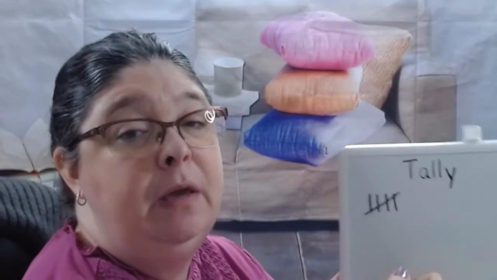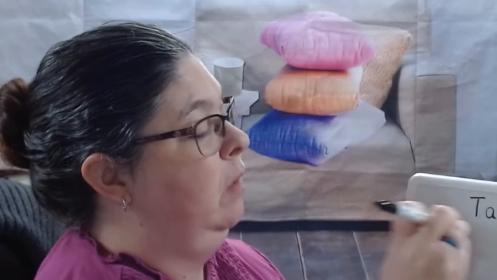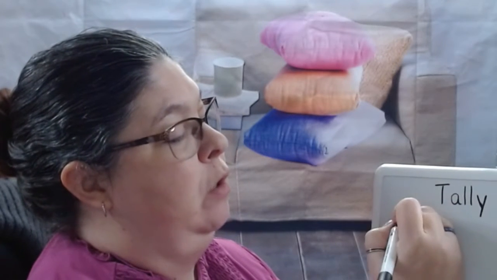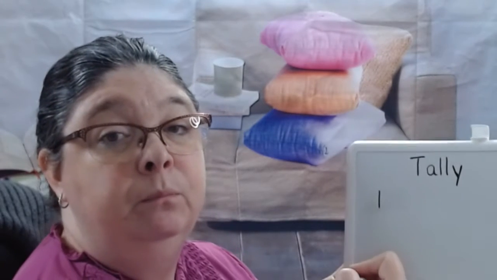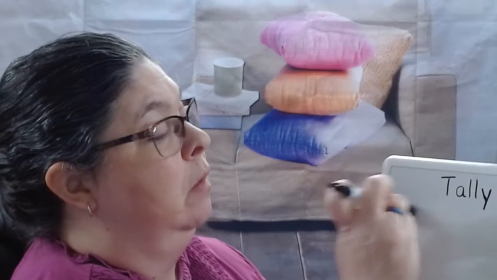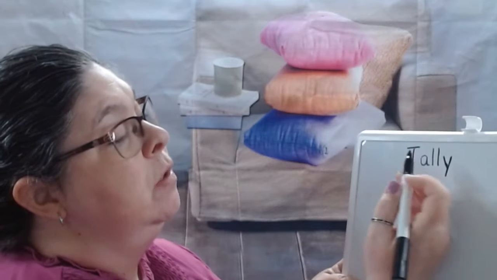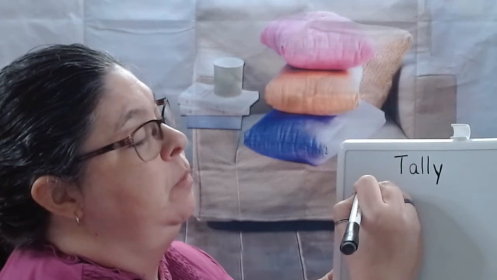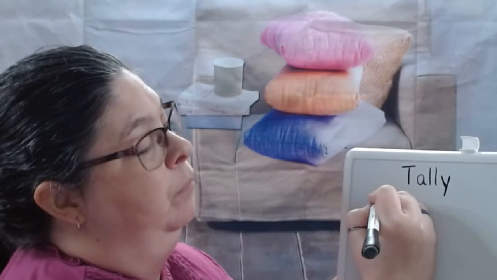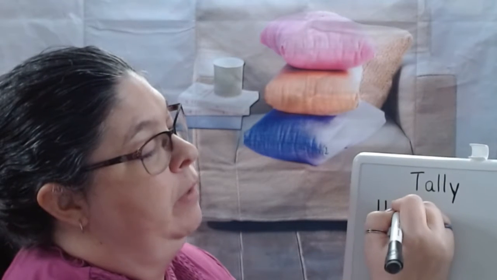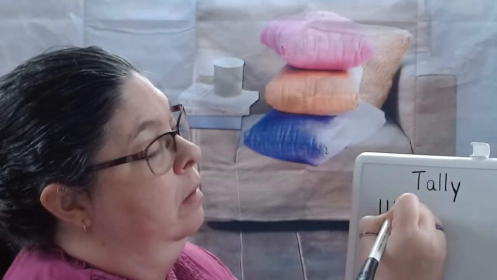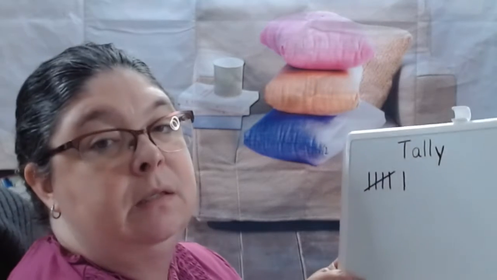So when you're counting each person, let me erase this. So each person, you would make a tally mark for each answer that you get. Okay? So let's do an example. So how many want to grow carrots? Okay? So let's say 6 people raise their hands. So we're going to make 6 tally marks. So 1, 2, 3, 4, 5, and 6.